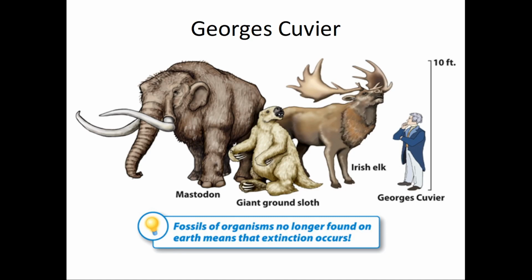All right, so we had fossil evidence of things like mastodon and giant ground sloth and the Irish elk. Just a side note, if you want to see a real skeleton, or at least a partial skeleton of a giant ground sloth, the North Carolina Museum of Natural History has one on display. Great place to go look.